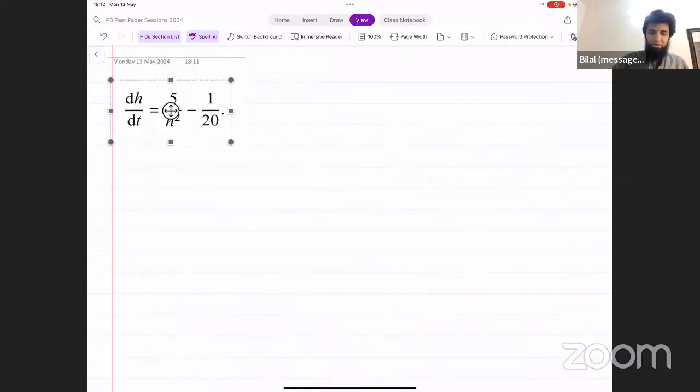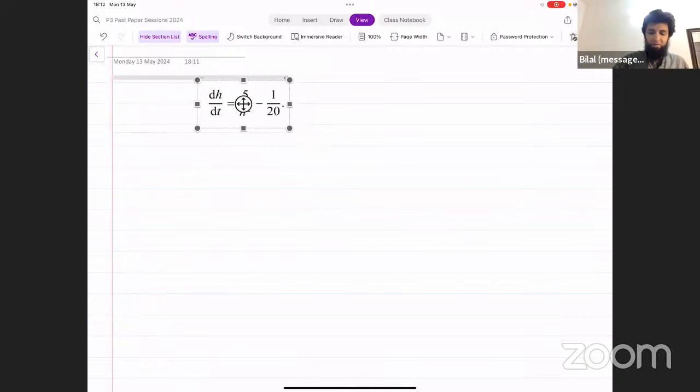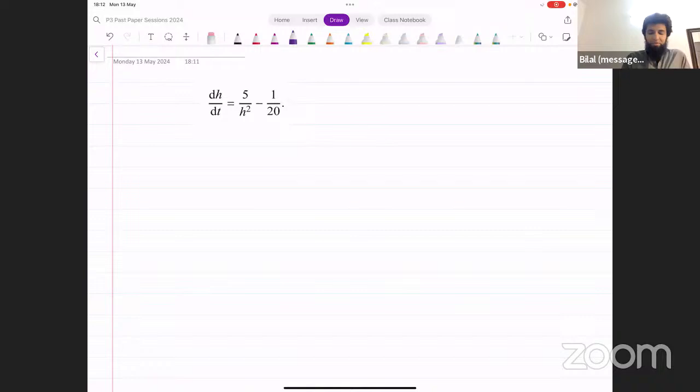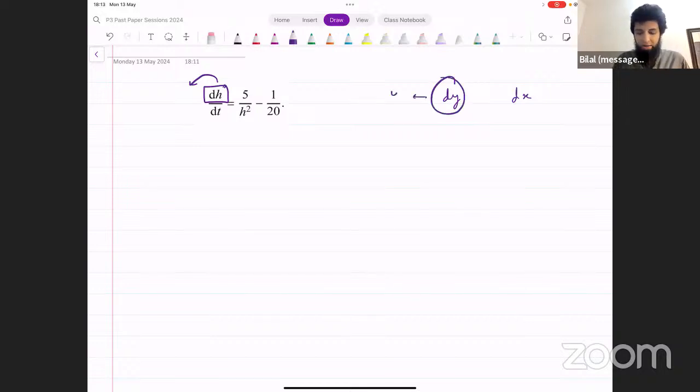Okay, so you're saying you're struggling with separating the variables, right? Now, how do you separate the variables here? Let's have a look at this example. The first thing that you need to remember is whichever side has dh in the numerator, you want h terms on that side. Mostly it's dy and dx. In dy and dx, what you would say is whichever side has dy in the numerator, you want all y terms on that side, and whichever side has dx in the numerator, you want all x terms on that side.